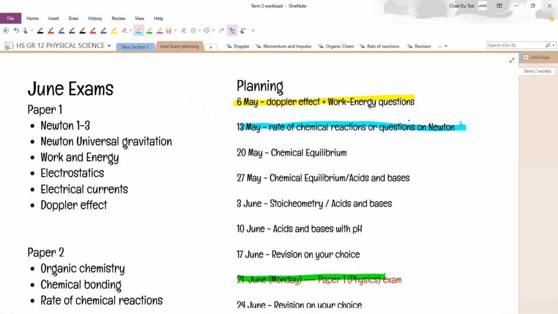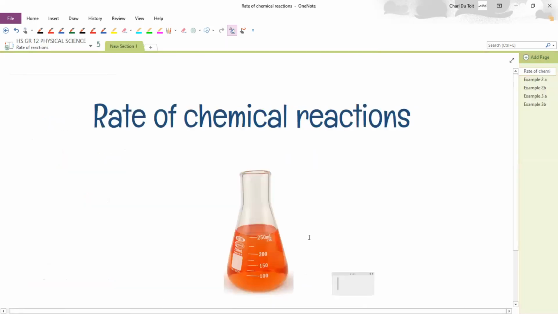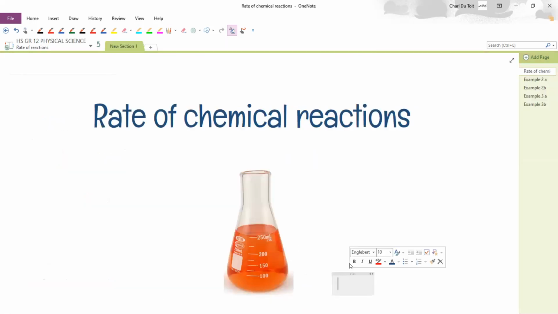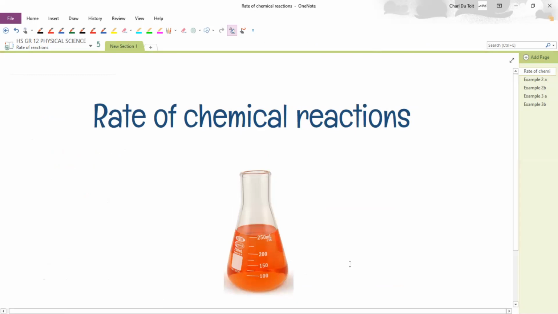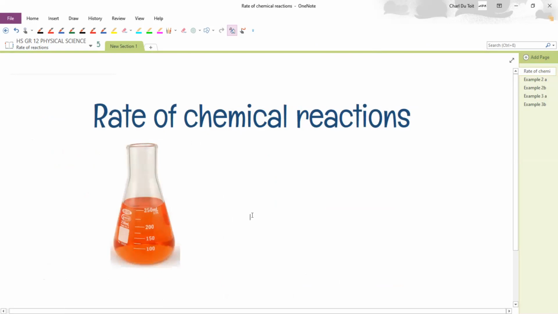Okay, we'll look at some of the examples. I've got 2 examples that we can look at. Right, so basically this section is not that difficult, but can be problematic because there's a lot of reading and stuff that you need to understand.